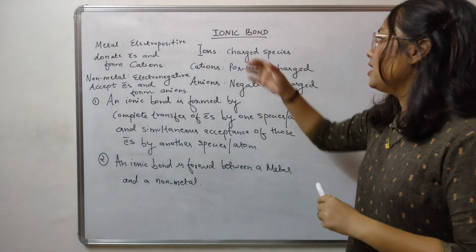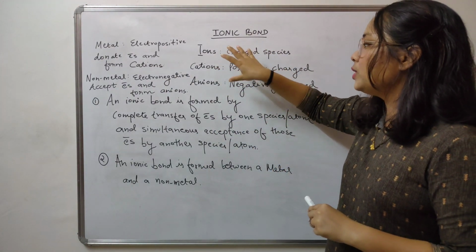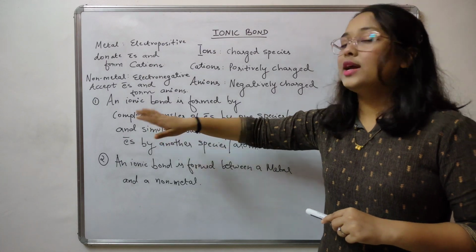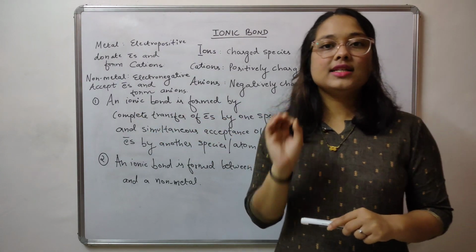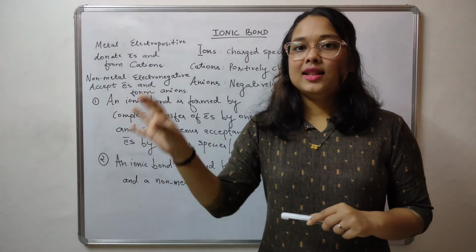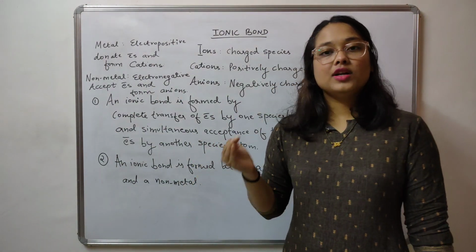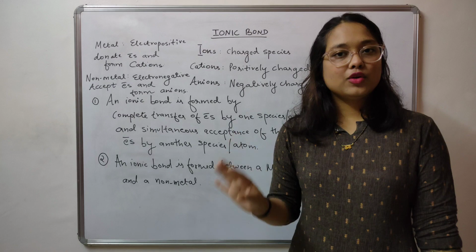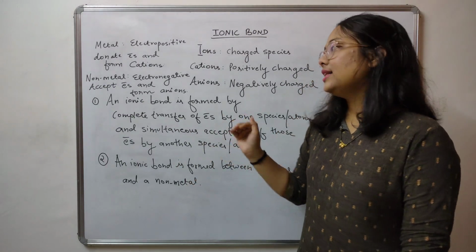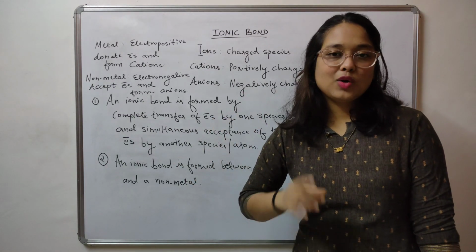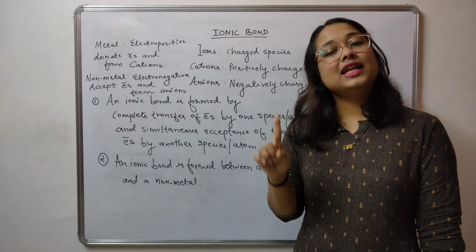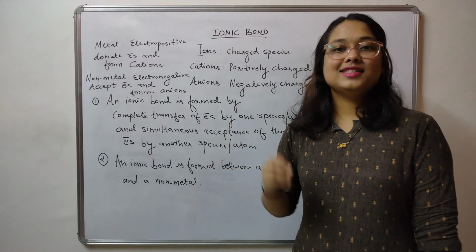Okay, so what did I say? Ionic bond is usually a bond formed by complete transfer of electrons. So there is an atom which is donating electrons, and an atom which is accepting electrons. The atom which donates electrons is going to be a metal, because metals are electropositive, they form cations, and the atom which accepts an electron will be a non-metal, because non-metals are electronegative, they accept electrons.